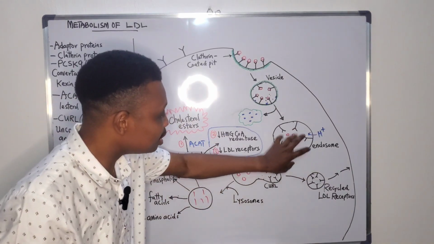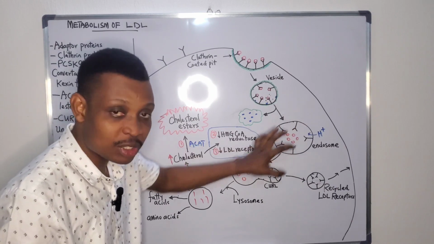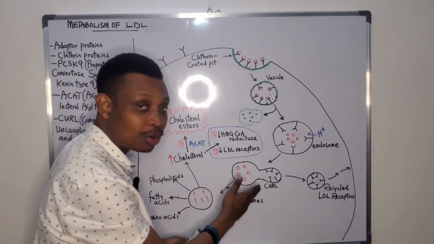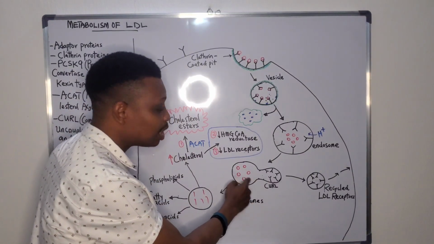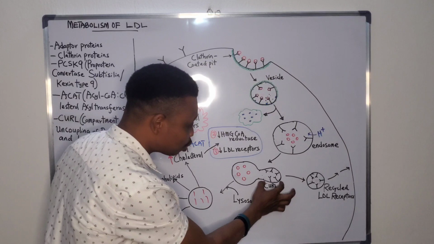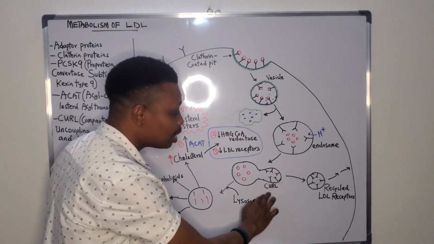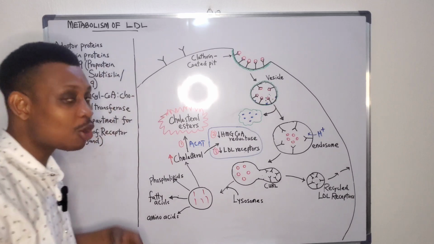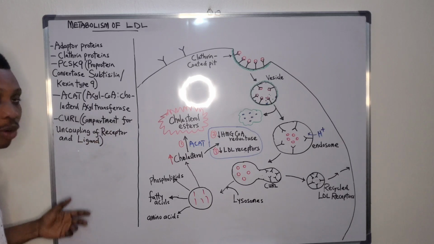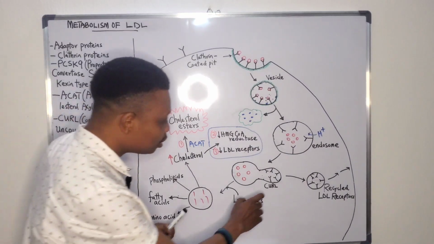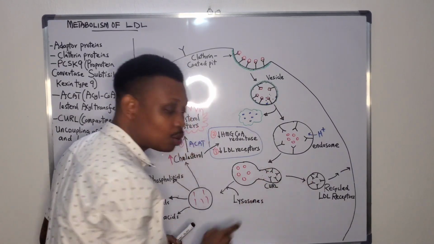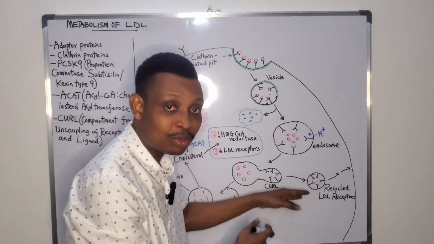Now, after the dissociation of this LDL particle from their specific receptors, it will result in the formation of this. So now we can see a portion that contains only the LDL particle, and then another portion that contains their specific receptors. Now, this portion containing only the receptors is called the CURL. What is CURL? CURL means compartment for uncoupling of receptor and ligand.